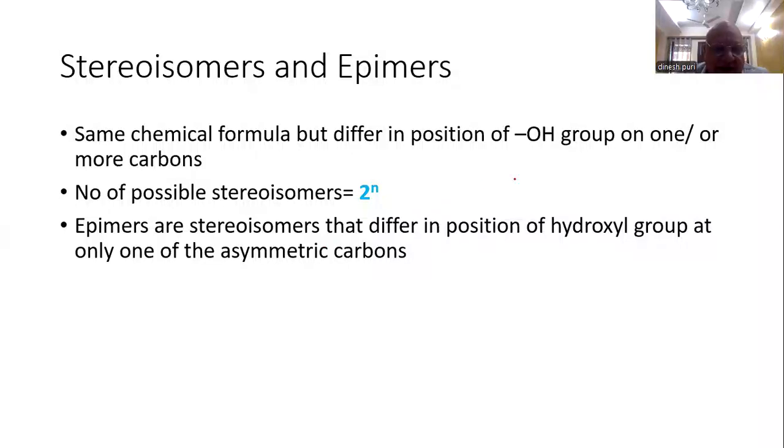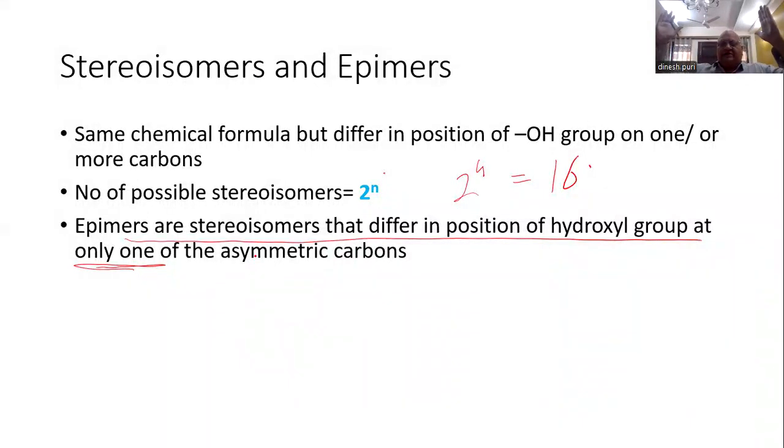That is given by the number of asymmetric carbon atoms; in case of glucose, 2 raised to the power 4, that is 16, are possible. Epimers, I repeat, are stereoisomers that differ in position of the hydroxyl group at a single, only one asymmetric carbon. So stereoisomer is a broad term, one or more. Epimer is narrow, the position differs only around one carbon.